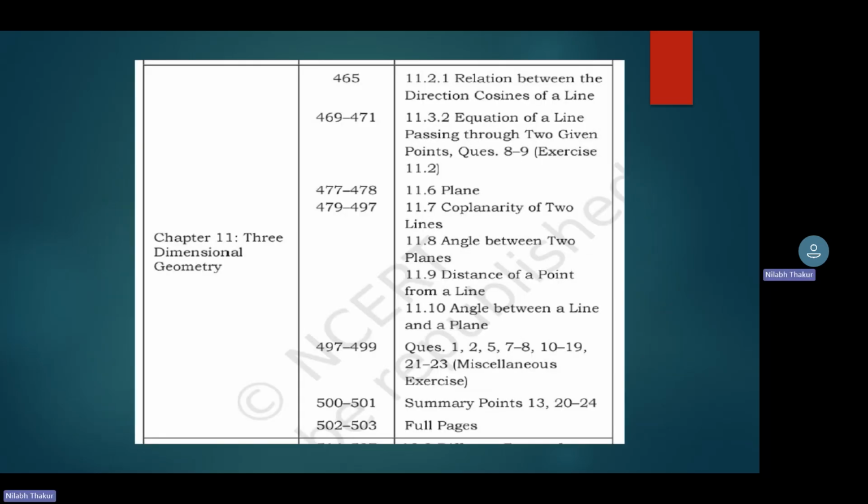Now, three dimensions. In three dimensions, you must read the image and the foot of the perpendicular, page number 465. Relation between the direction cosines of the line is deleted. Equation of the line passing through two given points, questions 8 and 9 are deleted. Page number 469 to 471, questions 8 and 9, exercise 11.2.